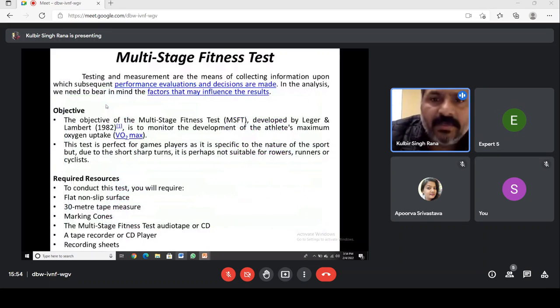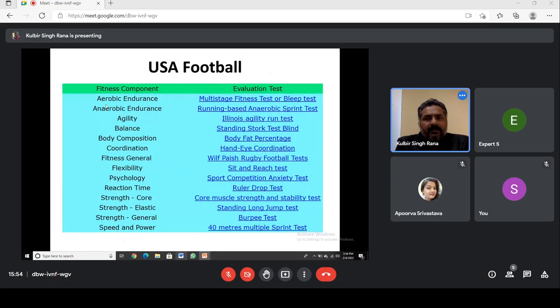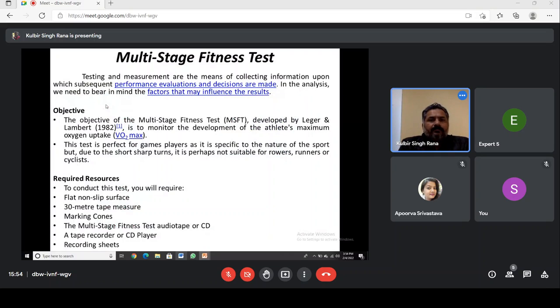Okay, so first, as we have seen, the multi-stage fitness test or beep test, right? That bleep test you are talking about. See how it is performed. Once we do the testing, we evaluate the performance of the athlete. That is the main objective behind the testing, right? The multi-stage fitness test was developed in 1982. It is basically to monitor VO2 max, right? And this test is suitable for rowers, runners, and cyclists, because it is just an endurance test. So this is required more for endurance kinds of sports, right?